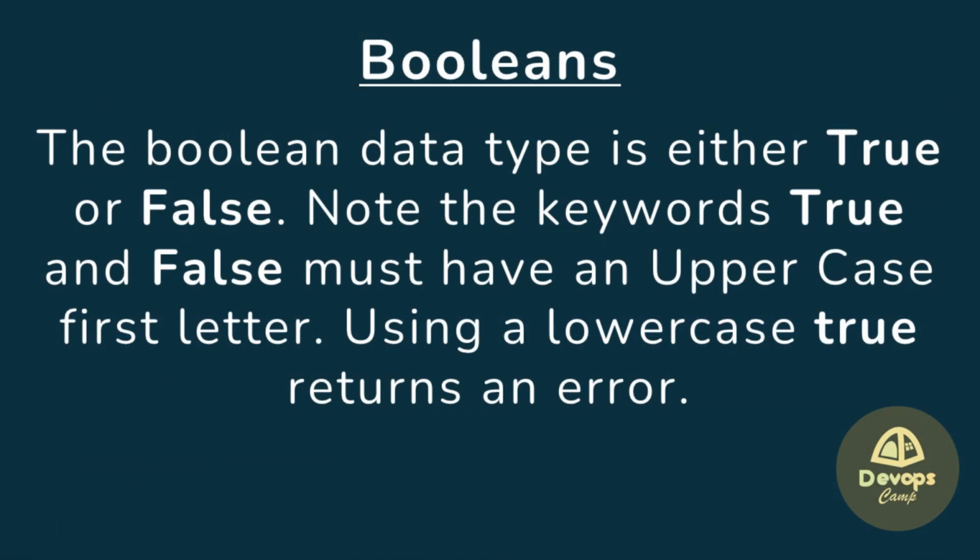Let's talk about booleans now. Boolean is also one of the data types, which is used in lots of important situations in programming. Boolean variables can only contain the values True or False, with the first letter capital in each word.